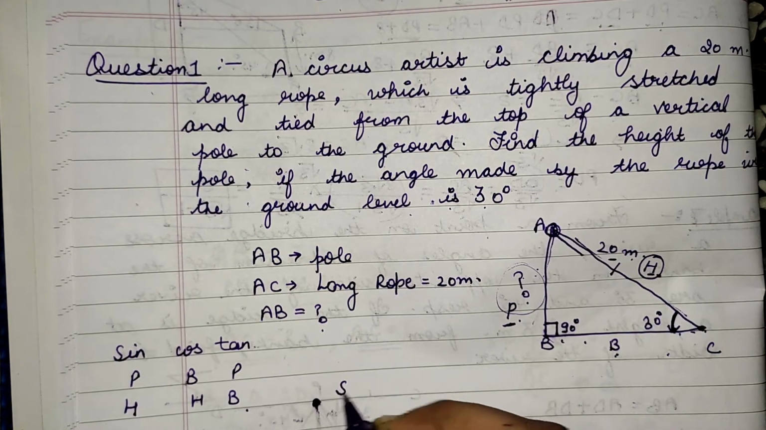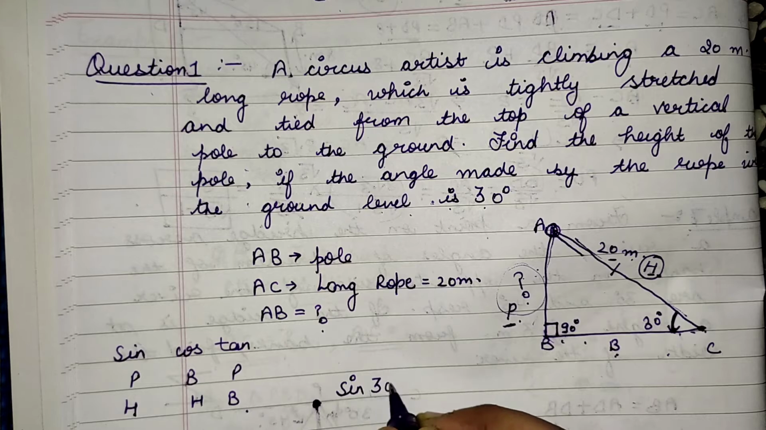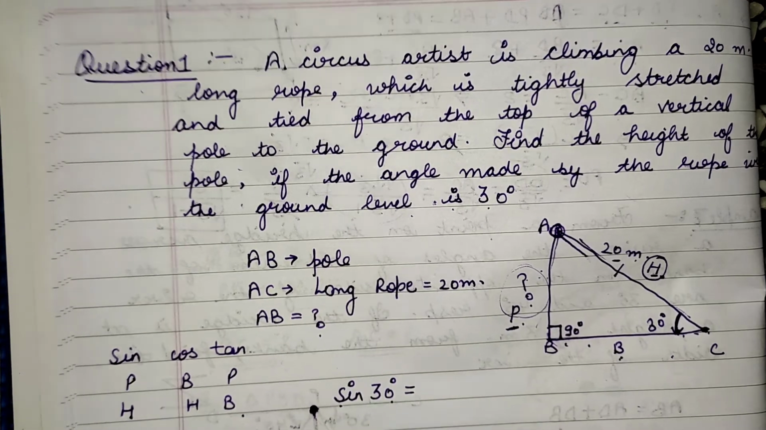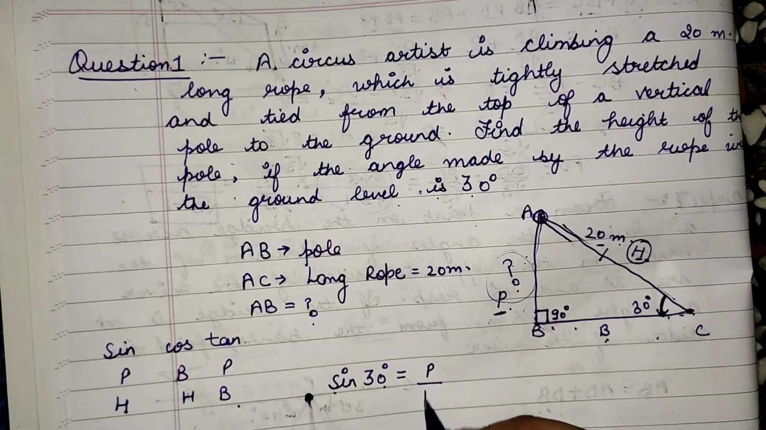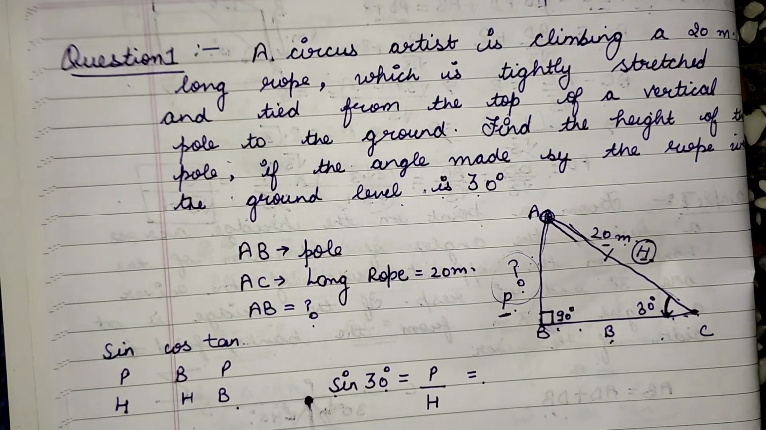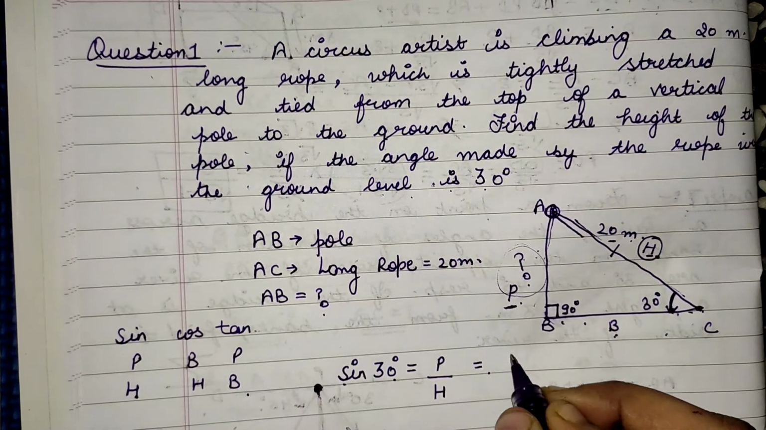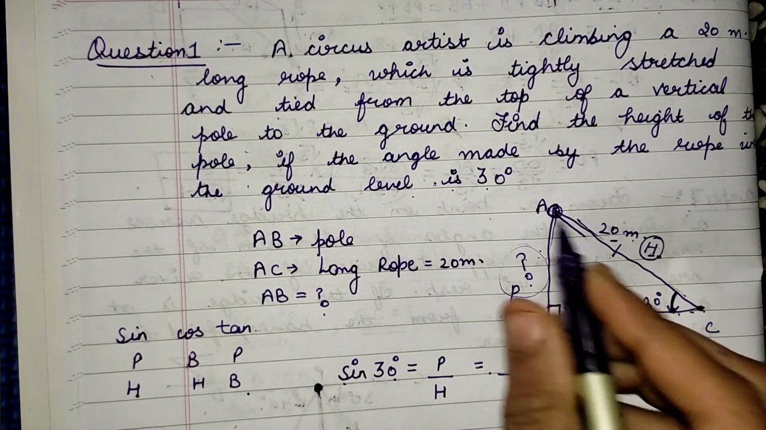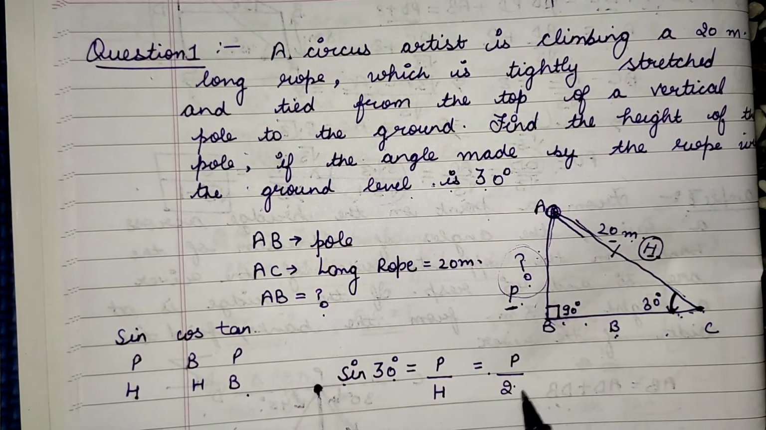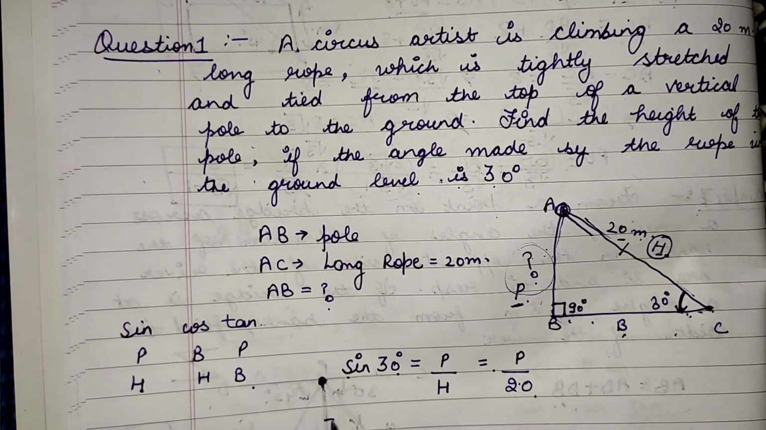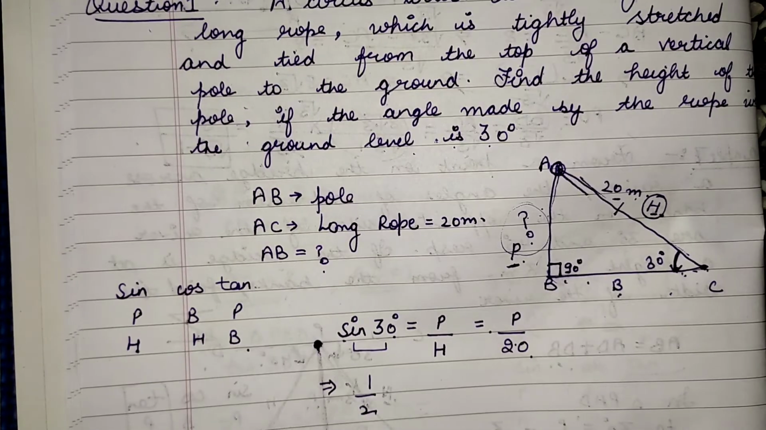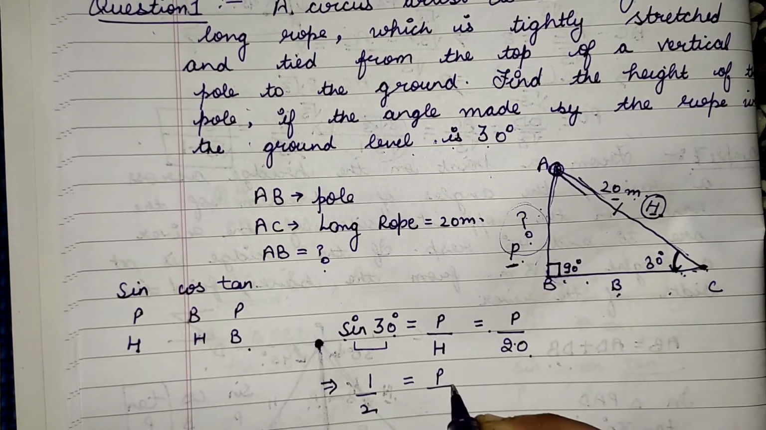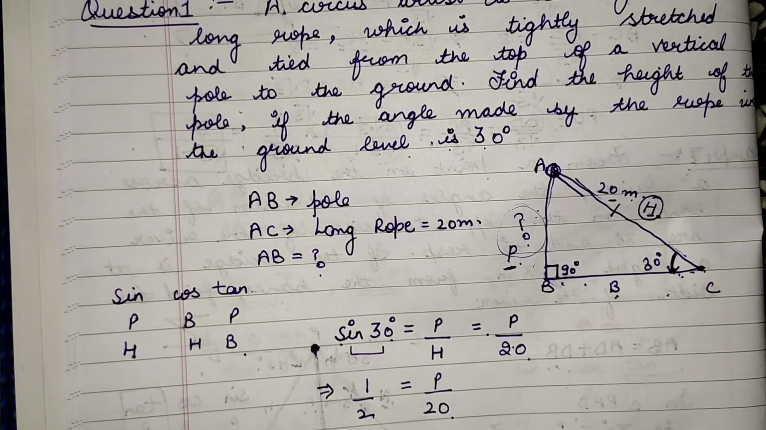So which trigonometric ratio can we use? We can use sine 30 degrees. Sine 30 degrees is perpendicular by hypotenuse. So the perpendicular will be as it is and the hypotenuse is my 20. You know that sine 30 is 1 by 2, equal to P by 20.